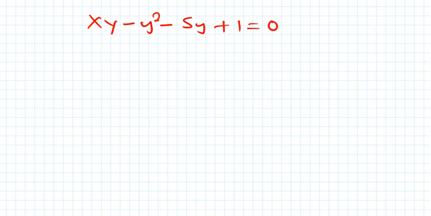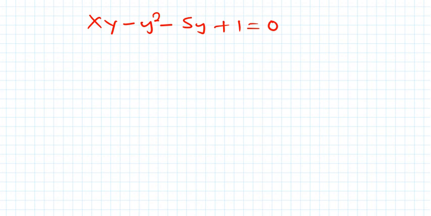Okay, try another one here. I've got another one for you. xy minus y squared minus 5y plus 1 is equal to 0. Is it a hyperbola, an ellipse, or what? Okay, so you want to arrange it in an order that you don't confuse yourself. So the fact that we don't have x squared, what does that mean here?